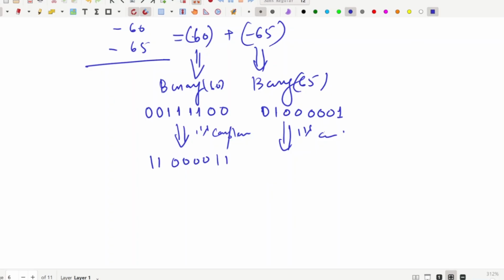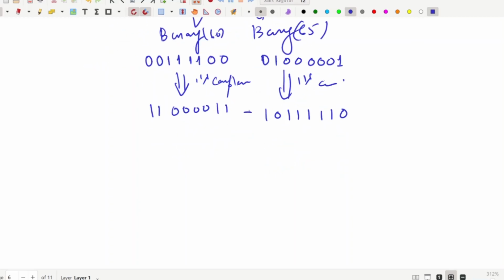Then we perform the addition, this plus this. That means 1 1 0 0 0 0 1 1 plus 1 0 1 1 1 1 1 0. What will be the result here? We see 1 0, then 1 1 again 0, then the carry goes here, then again 0, the carry goes here, 0 0 0 1, and then again the carry goes here.